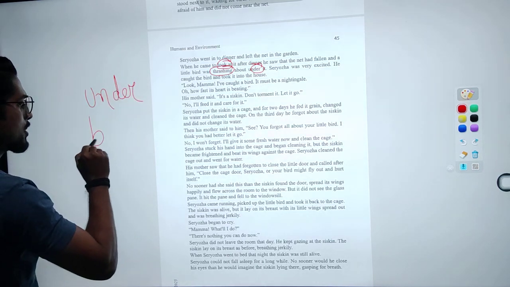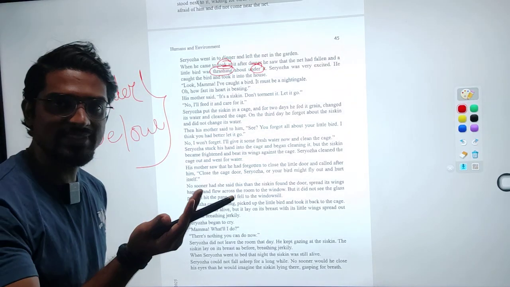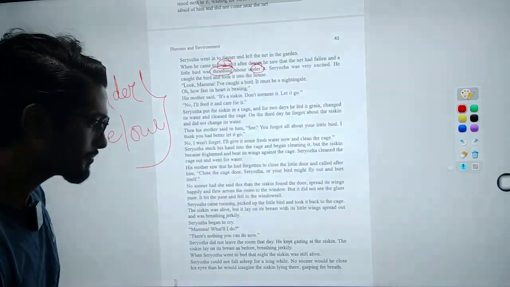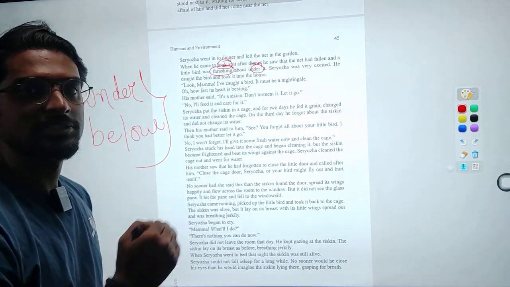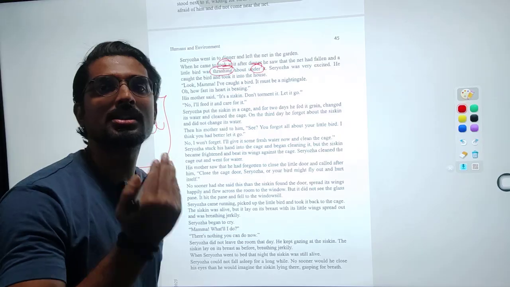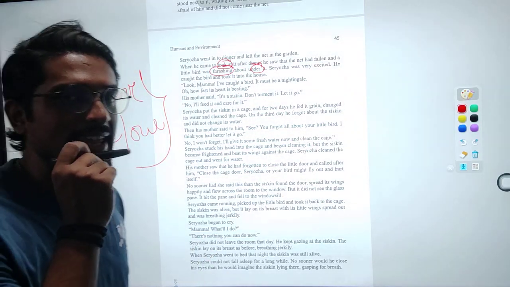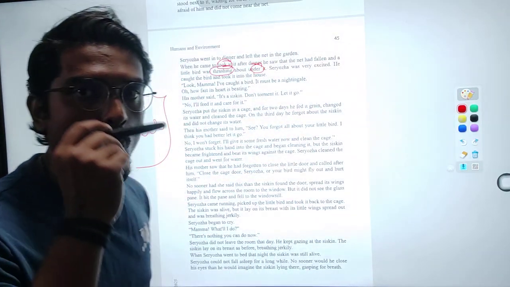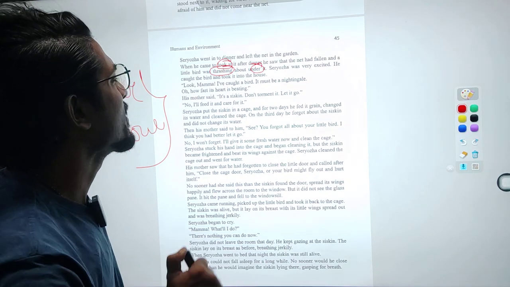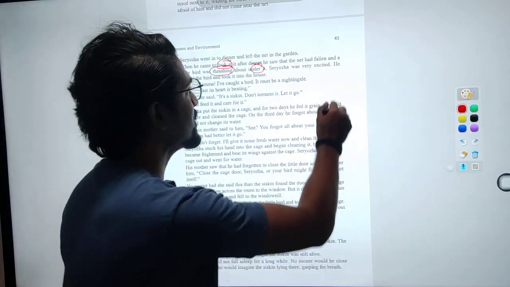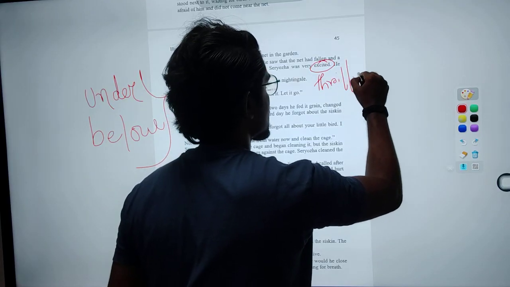There is another one, which is below. The difference is that under also means one thing is covered by another thing, so you can't see it, and below is a lower level of something. Such as, my legs are under the table, you can't see your legs, but below my nose is my mouth. So one thing is the lower part of something. Shiraja was very excited, was very thrilled. I must say you can write thrilled.